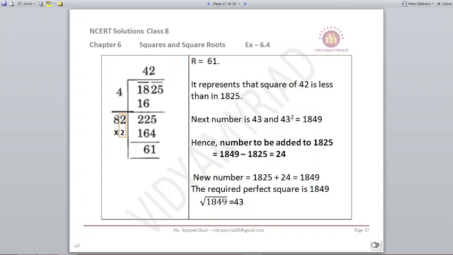Now look into the quotient, that is 42. I will try its next number, that is 43. 43 into 43 is 1849. And the difference between 1849 and 1825 is 24. So 24 is a number which needs to be added in order to get a perfect square. So the square root of 1849 is 43.